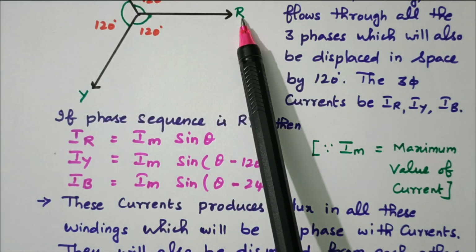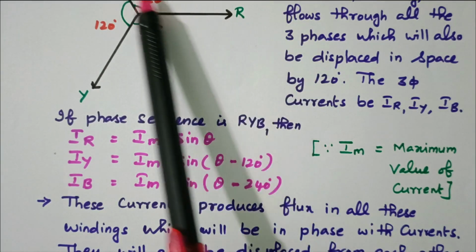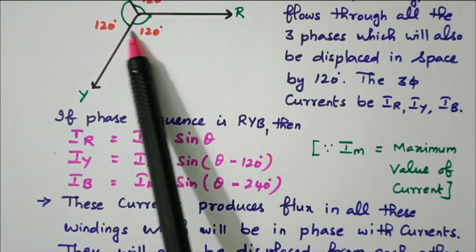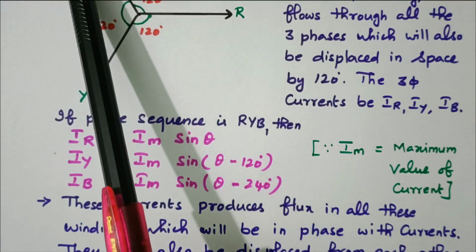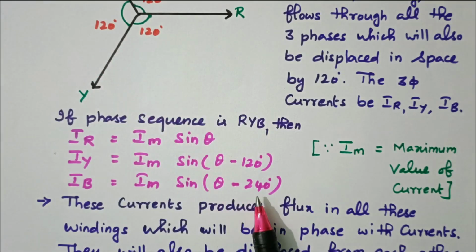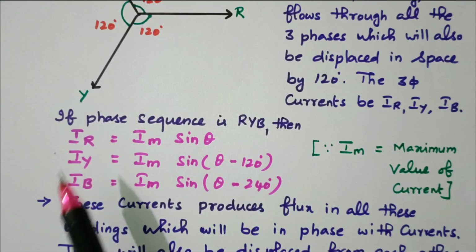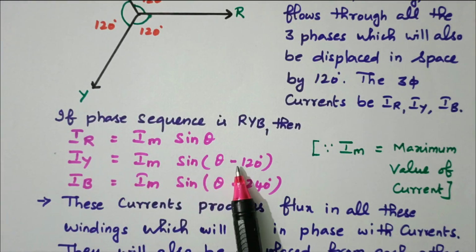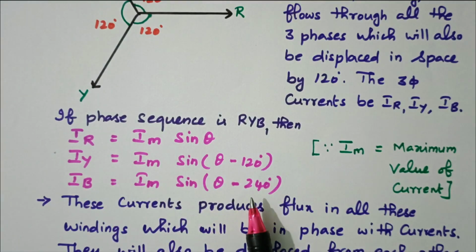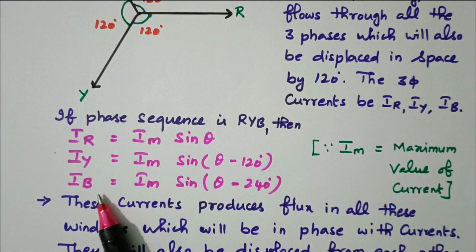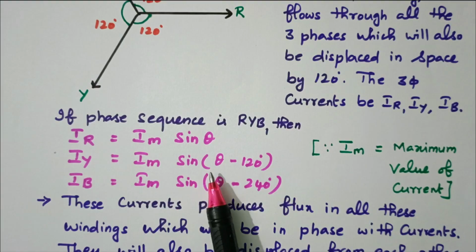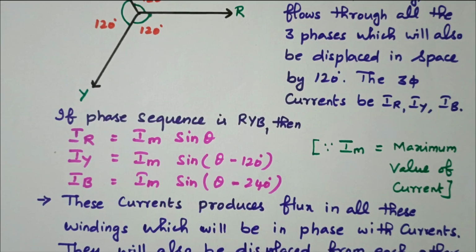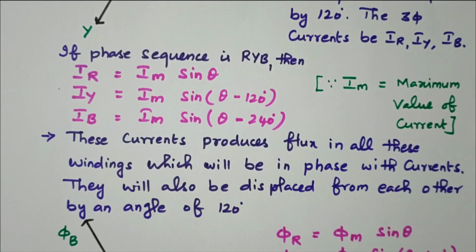While taking R as a reference, the phase displacement between R and B is 120 plus 120, 240 degrees. Between Y and B it is 120 degrees, but between R and B there will be 120 plus 120, 240 degrees. So this is the current equation: IR equals Im sin theta, IY equals Im sin(theta minus 120 degrees), IB equals Im sin(theta minus 240 degrees). Now we'll see how the fluxes are produced.